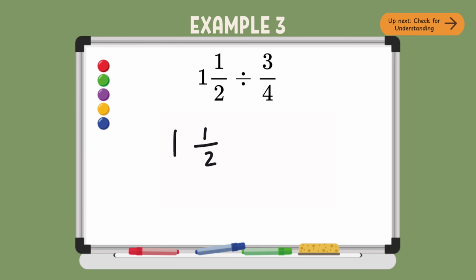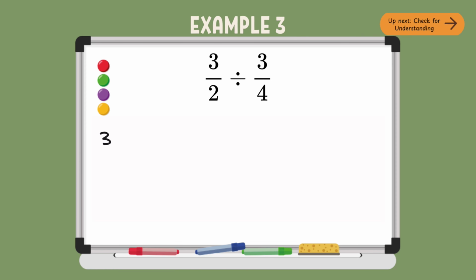Quick recap of how to change a mixed number into a fraction. You're going to multiply the whole number by the denominator. Then you're going to take that number and add it to the numerator, and that's going to give you your brand new numerator, and your denominator is going to stay the same. So in this problem, we have 1 times 2 is 2, 2 plus 1 is 3. So our new fraction is going to be 3 over 2 because our denominator is going to stay the same.